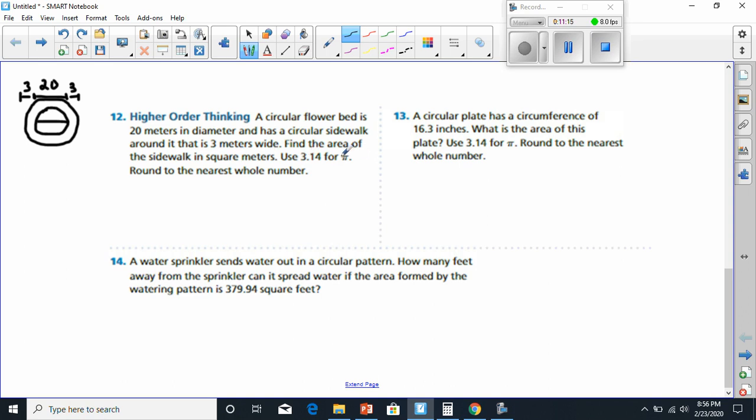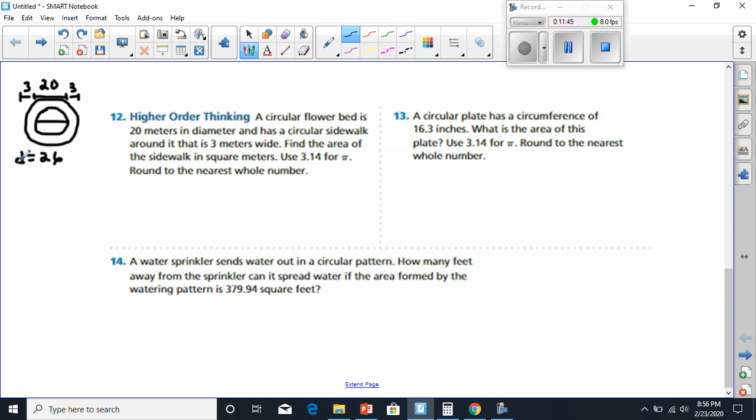Now find the area of the sidewalk in square meters. You use 3.14 for pi. So what we're going to have to do is find the area of the sidewalk with the flower bed and then subtract the area of the flower bed in order to find just the area of the sidewalk. Let's see if we can do that. Well, 20 plus 3 plus 3 makes 26. So I know the diameter of the whole thing equals 26.